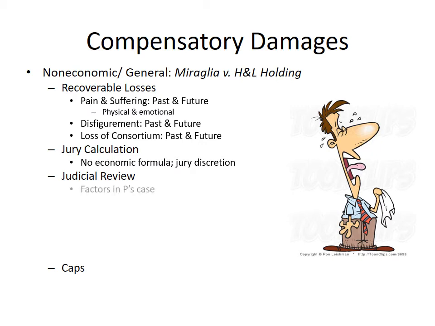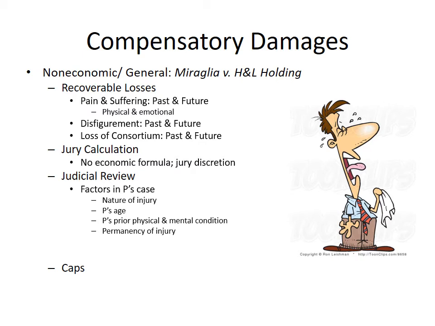Now, what does the court do to review these kinds of cases? Well, there's a number of factors that the Miragla court winds up looking at, and these include the nature of the injury, the plaintiff's age, the plaintiff's prior physical and mental condition, and the permanency of the injury. And you can see how each of these factors does shed some light on how devastating or grave the emotional impact might be on a particular person.